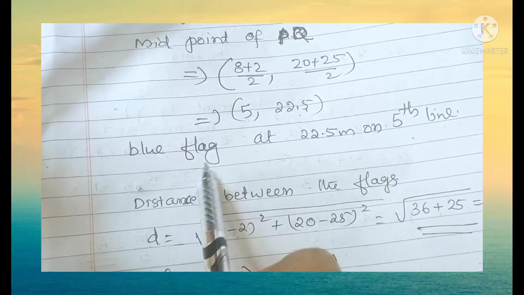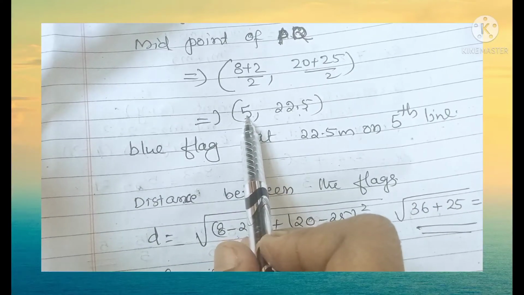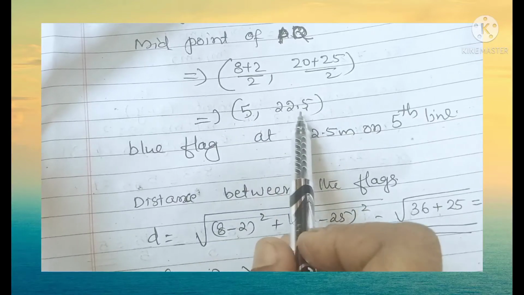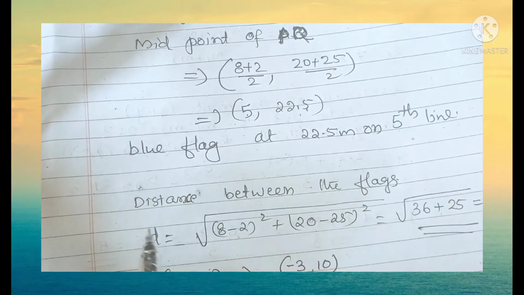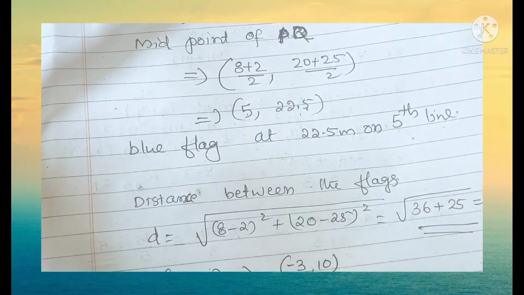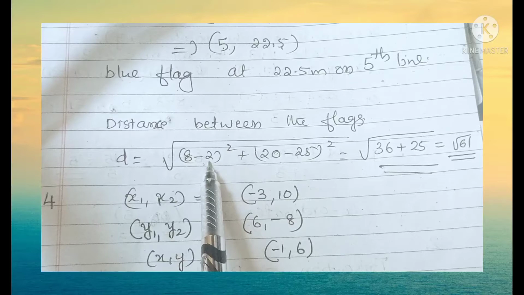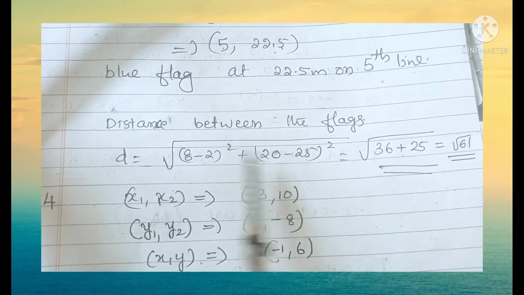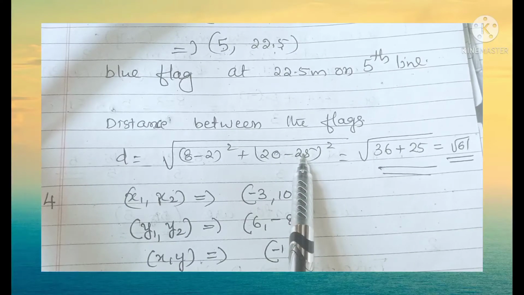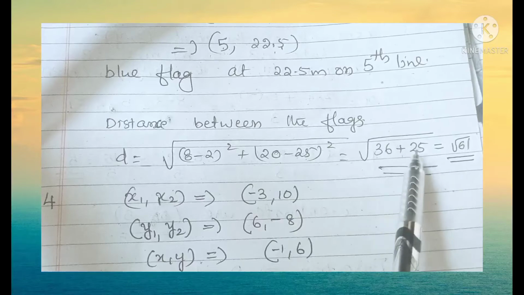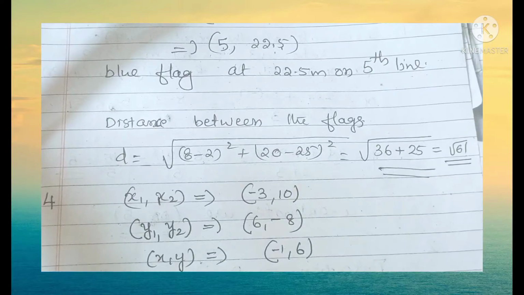And we can write blue flag at 22.5 meter on the 5th line, that is the 5th x coordinate representing that line and the y coordinate representing that point, 22.5. Then how can we find the distance between the flags? Using the distance formula, we can write root of (8 minus 2) whole square plus (20 minus 25) whole square. So it is 8 minus 2, 6, 6 square 36, and 20 minus 25 is negative 5. Negative 5 whole square is 25. So answer is root 61.